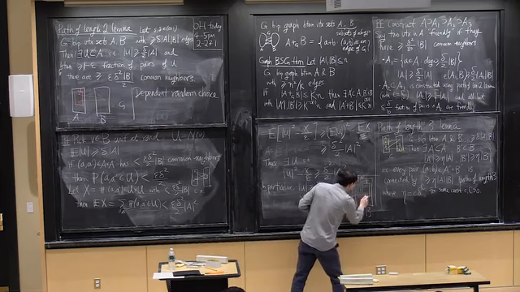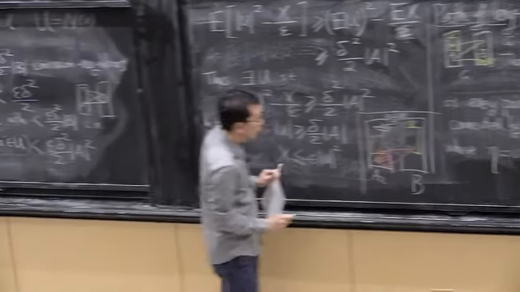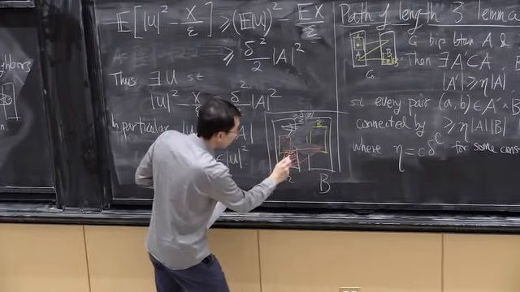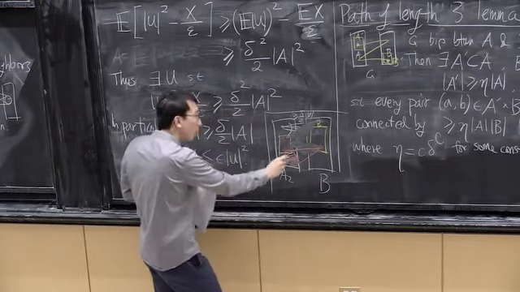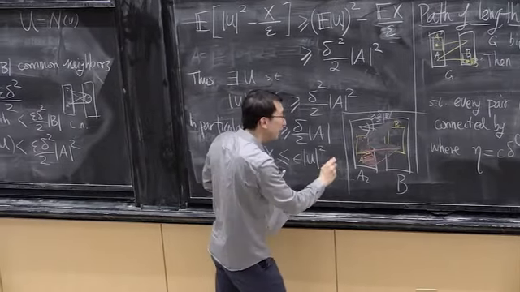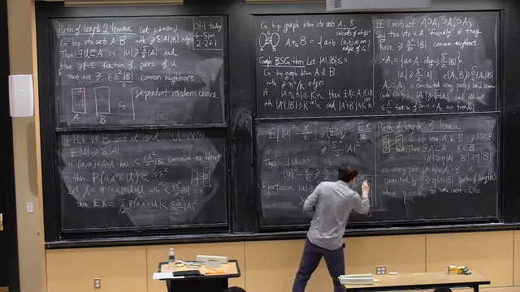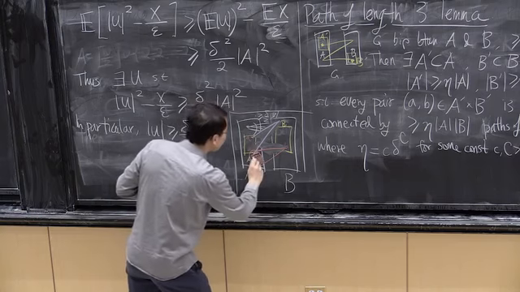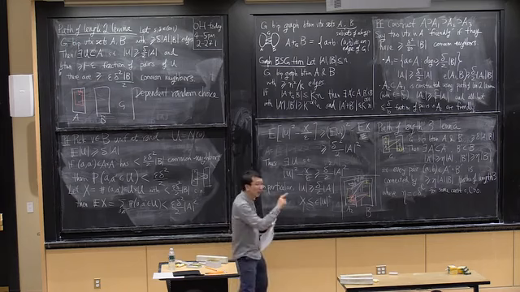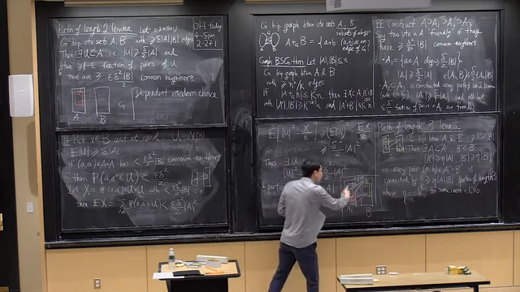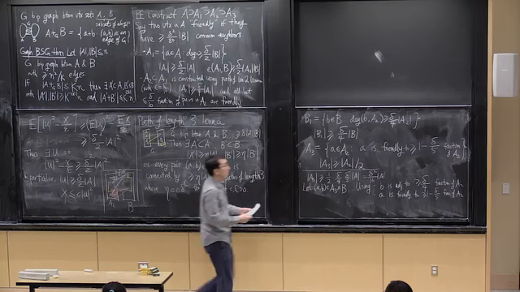So B is adjacent to a large fraction of A2. And A here is friendly to some part of the neighbors of B. So you can complete paths like that. Only the starting and ending points have to be in A prime and B prime. Everything else can go outside of A prime and B prime. Yeah, thank you.